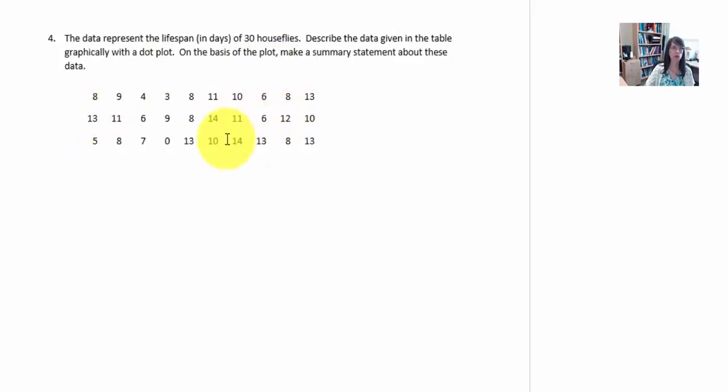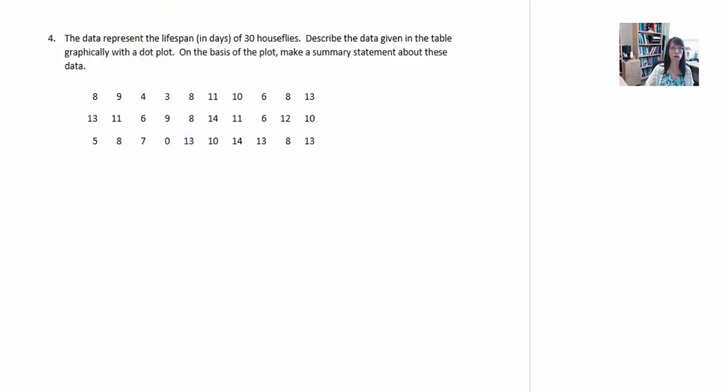So these numbers represent the lifespan of 30 houseflies. That means we should have 30 data points. And these numbers are also the lifespan in days. So we have 8 days, 9 days, 4 days. You can see there's no particular order here. So if we can place these data values on our dot plot, we can maybe make some sense out of what these numbers represent with relation to the lifespan of a housefly.